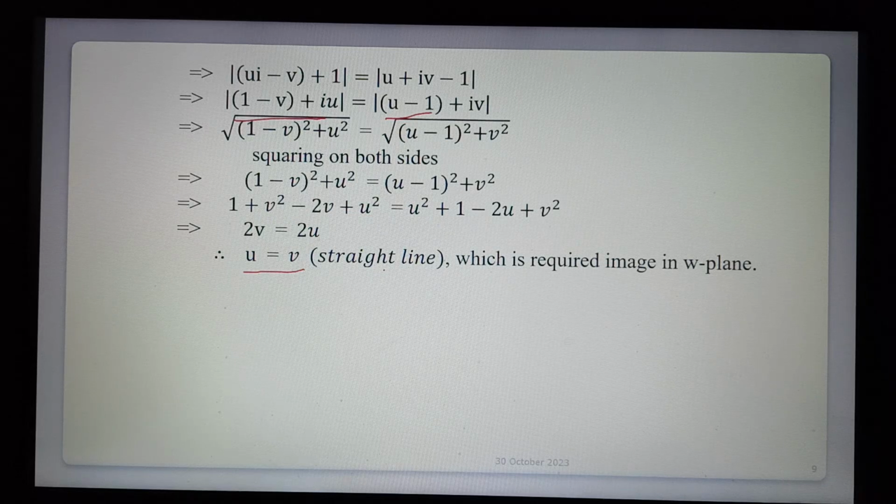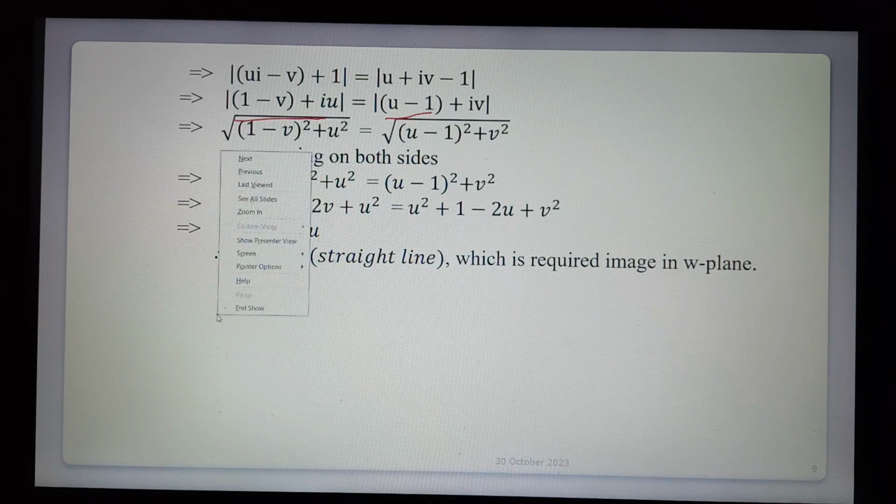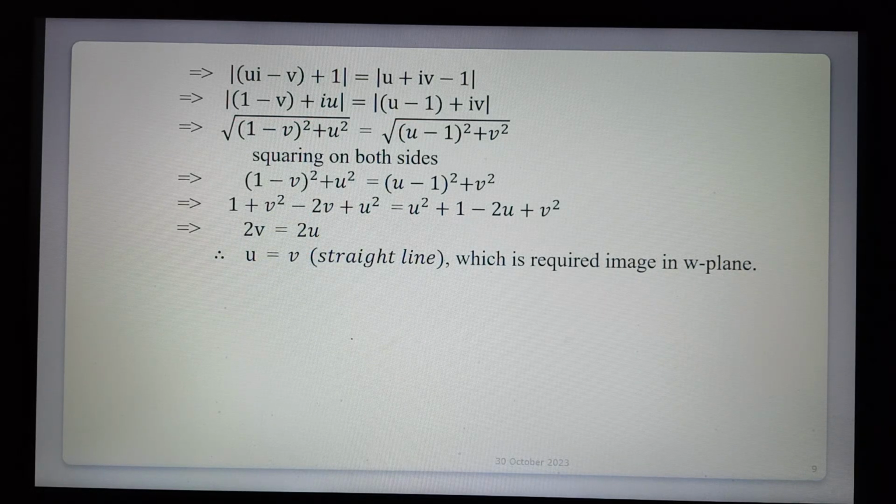So what is the given figure? Mod z is equal to 1, the figure in the z plane. We found its image under the bilinear transformation, and we get the image as a straight line. So the circle maps to a straight line. Okay? So this is the required problem using bilinear transformation.